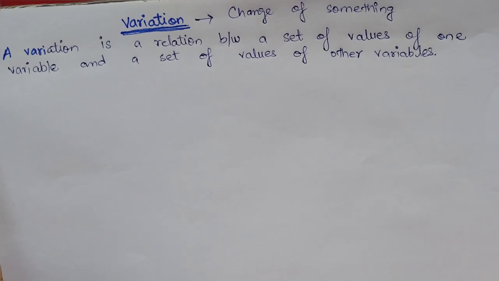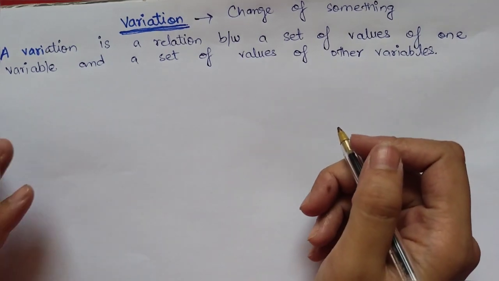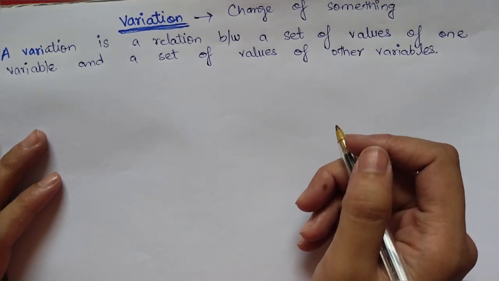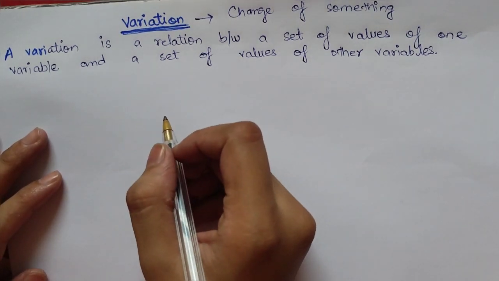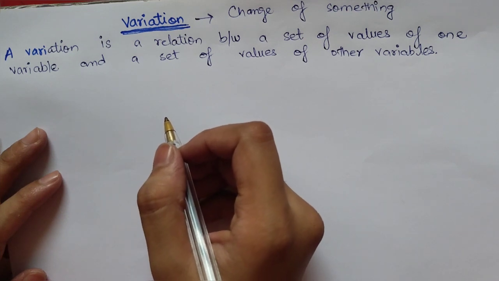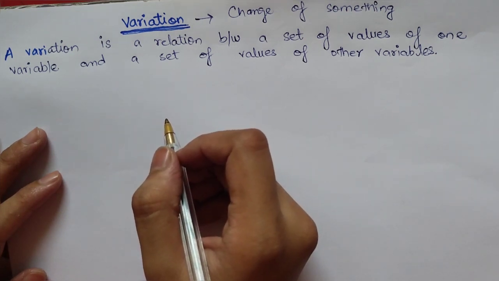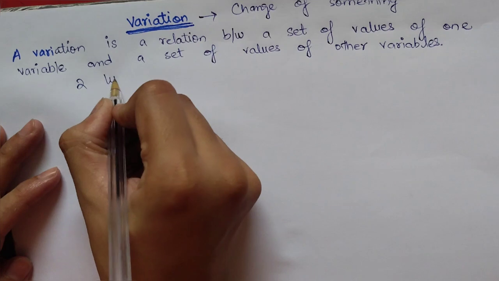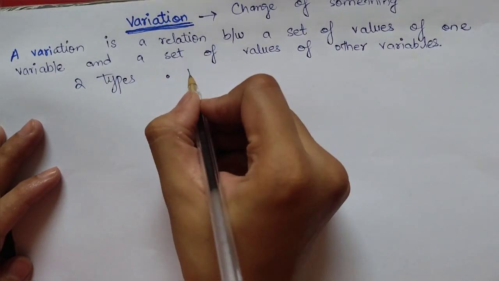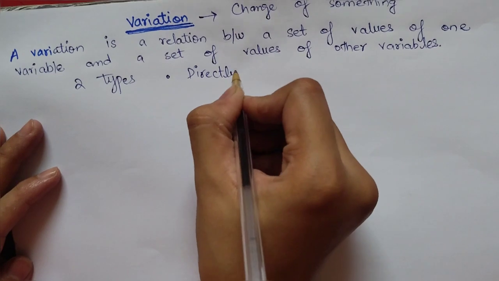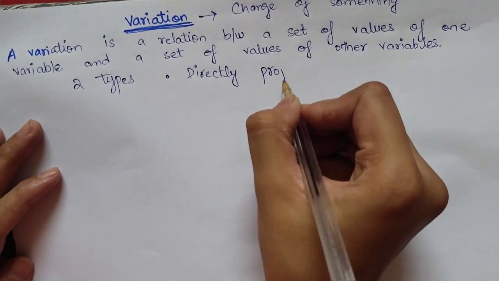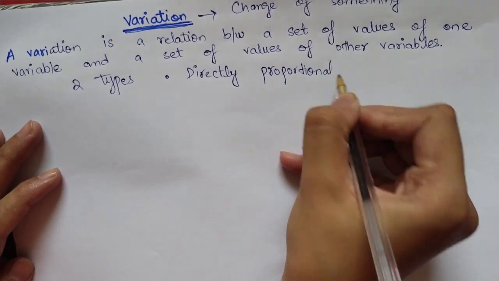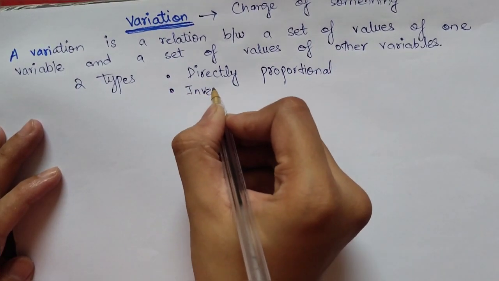A variation is a relation between a set of values of one variable and a set of values of other variables. For example, we can say one variable is x and the other variable is y. We can say x is directly proportional to y. So this is one variation, and if we say x is inversely proportional to y, this is another variation. You can say there are two types of variation. One is directly proportional, the other is inversely proportional.